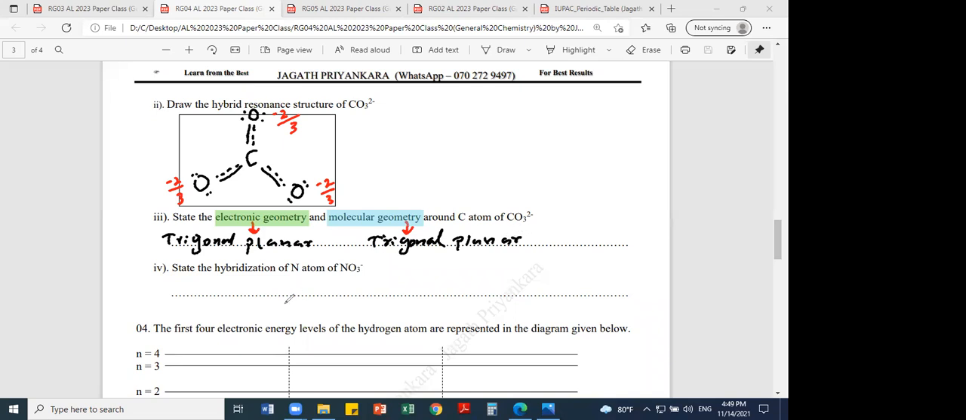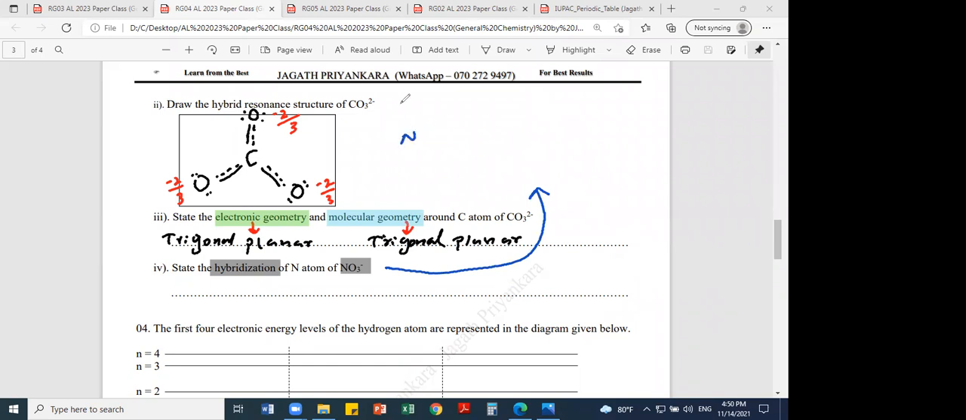Right. The next one: hybridization of nitrogen in nitrate ion, NO3 minus. What is the hybridization of nitrogen in nitrate ion? How to decide that? The best thing is to draw the structure of nitrate ion. Can you all please quickly draw the structure of nitrate ion? Then it's easy. Let's see nitrite first, then I'll go for the nitrate. Look at the screen, everyone.